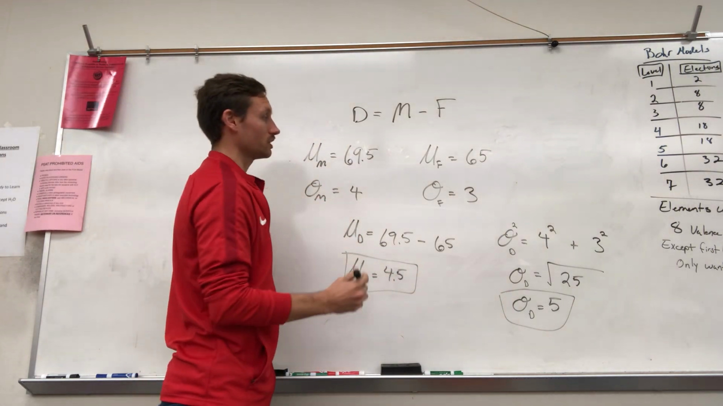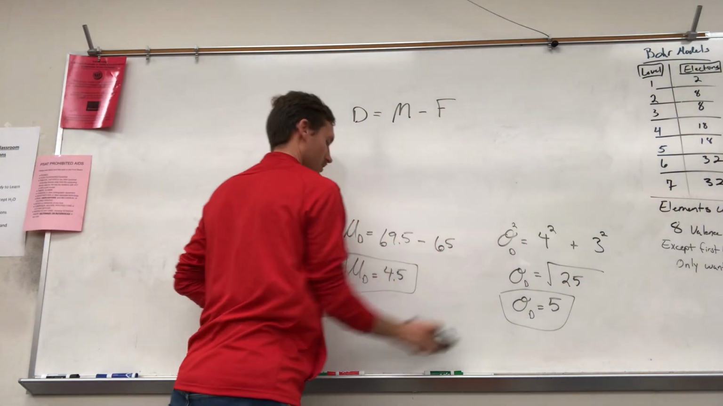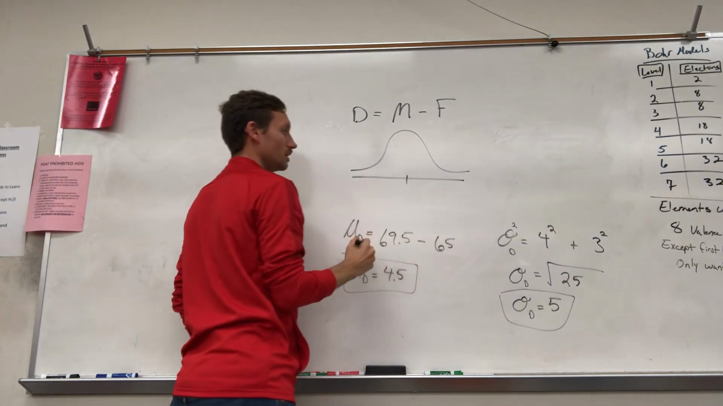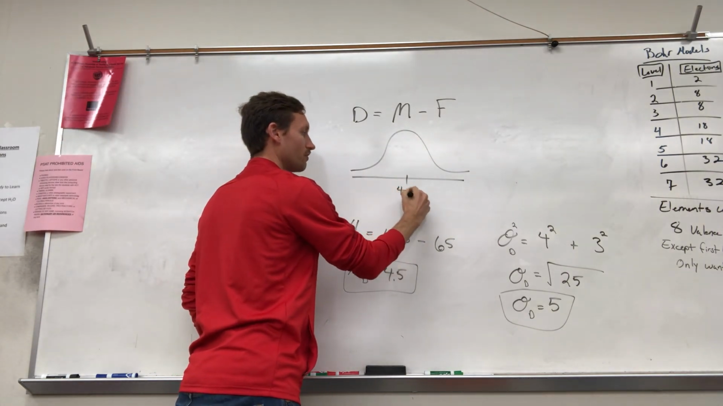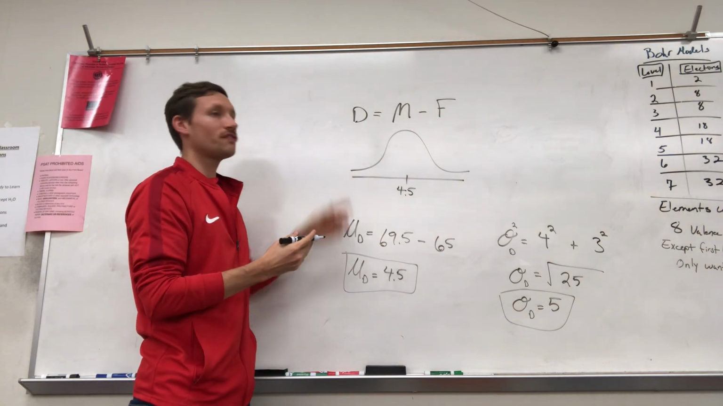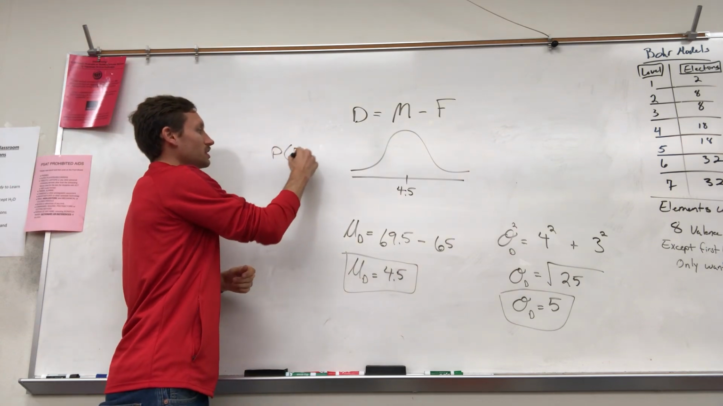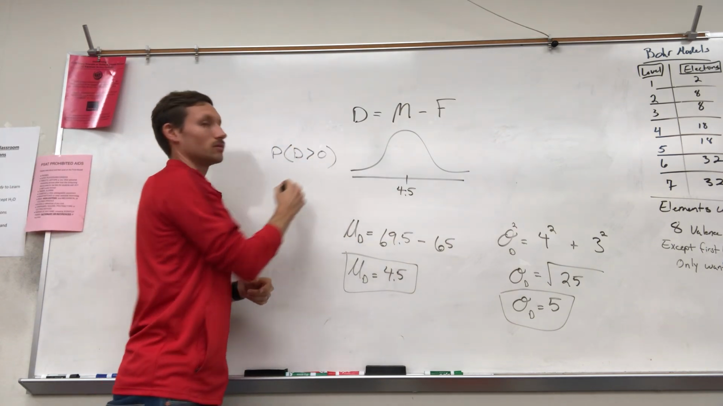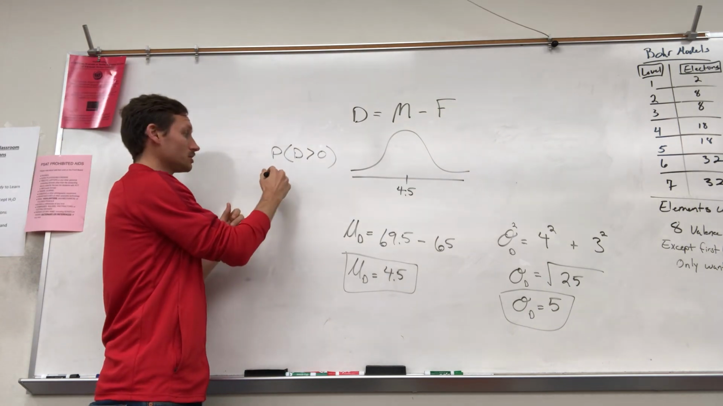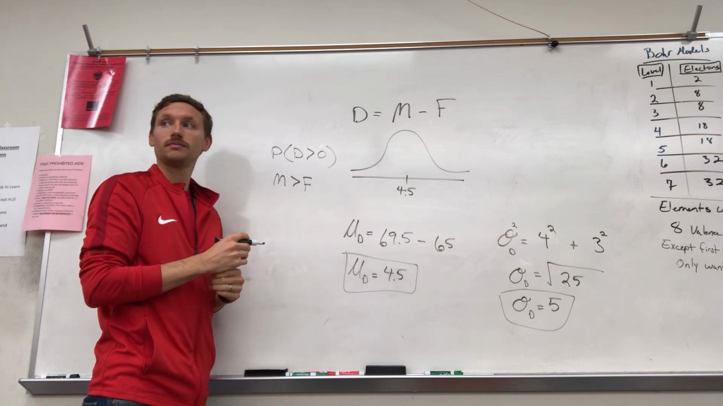So let's sketch a picture of this. I'll put it right here. So the difference is normal, centered at 4.5, standard deviation of 5, and we want to find the probability that the difference is greater than 0. Because if the difference is greater than 0, that means the male is taller than the female. You with me on that?